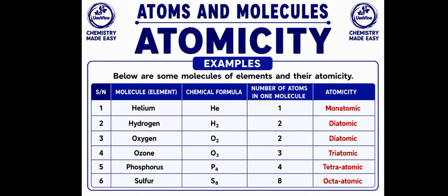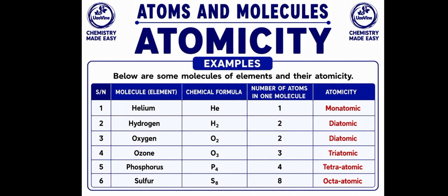Number 3, we have oxygen, O2. That is 2 atoms of oxygen joined to form the molecule. So the number of atoms is 2. So we say it is diatomic. Number 4, we have ozone, O3. You can see 3 atoms joining to form that molecule. So we say it is triatomic.